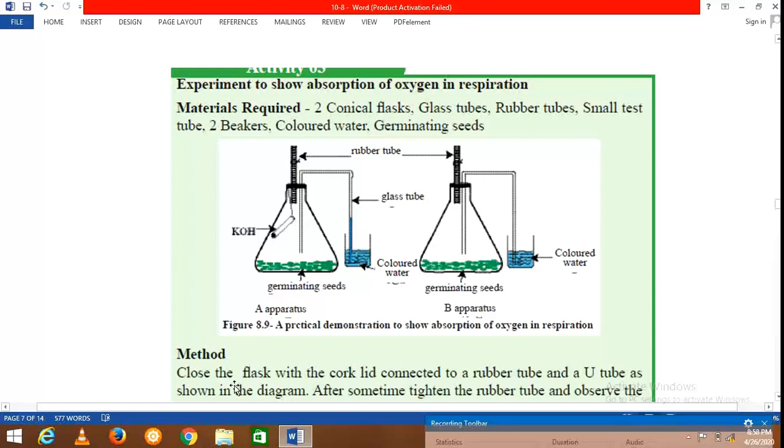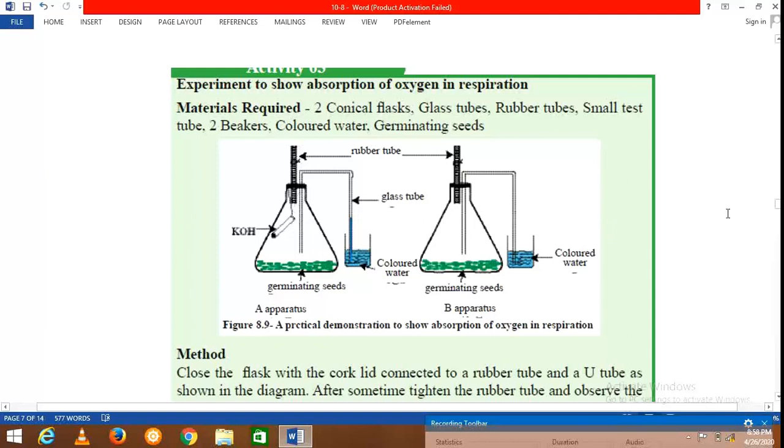So you can understand here you are said to close the flask with the cork lid connected to a rubber tube, and a U-tube is attached as shown in the diagram. This is the U-tube, U-shaped tube. After some time, tighten the rubber tube. So this was opened earlier to external air. After some time, this was tightened to stop the flow of air from outside to in.